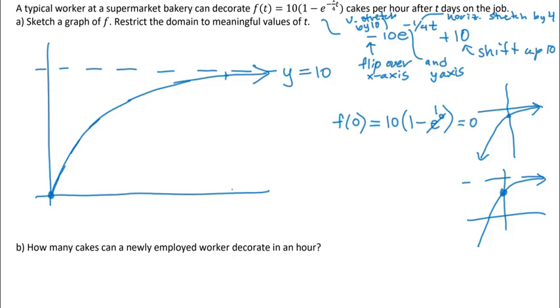Maybe I want to know what's going on after a month, so 30 days on the job. When I do that, I get 9.994. Hold on, 30 should go first there. 9.994. So I'm already getting so close to 10 that in the real world we would just about round that up to 10 and say that we've hit that maximum of 10 cakes per hour.